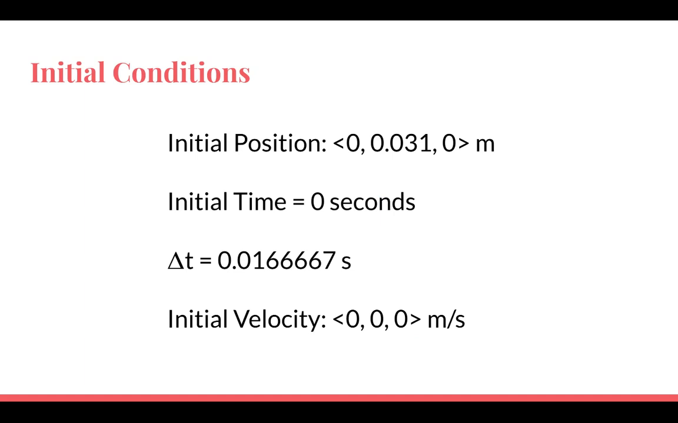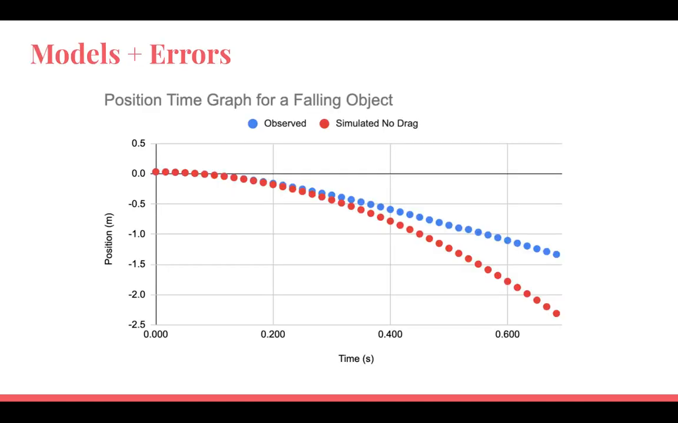Here's the initial data for both of these simulated models. The start time is directly pulled from the data table and tracker. The initial position was made into a vector, only accounting for the y position. The initial velocity was 0, 0, 0 since the object started from rest. Each time interval was approximately 0.0167 seconds, as mentioned earlier, until a final time of 0.683 seconds was reached.